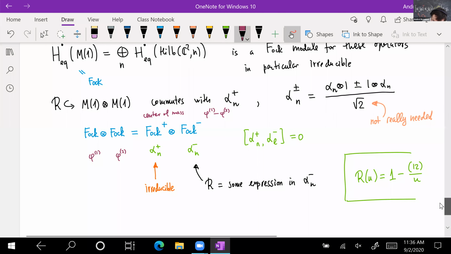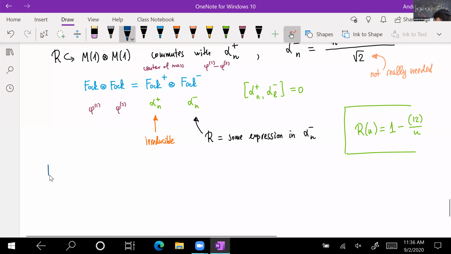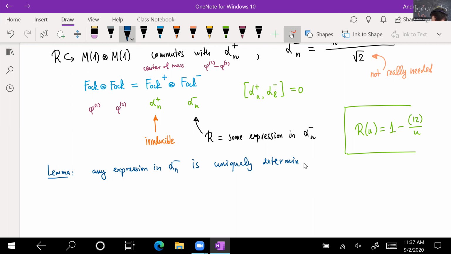And how does it act? So this is uniquely determined. And so then it's a lemma: any expression in alpha n minus is uniquely determined by its matrix elements in the following subspace.